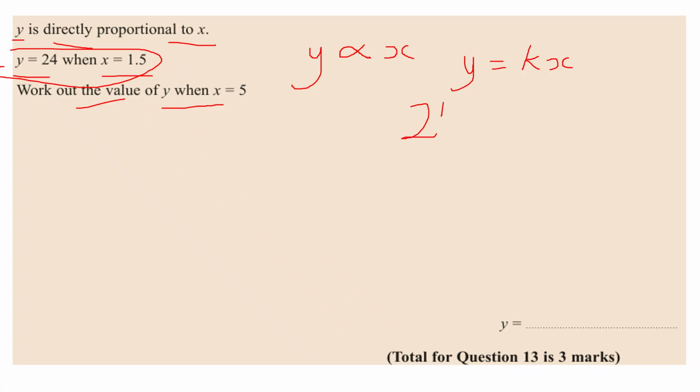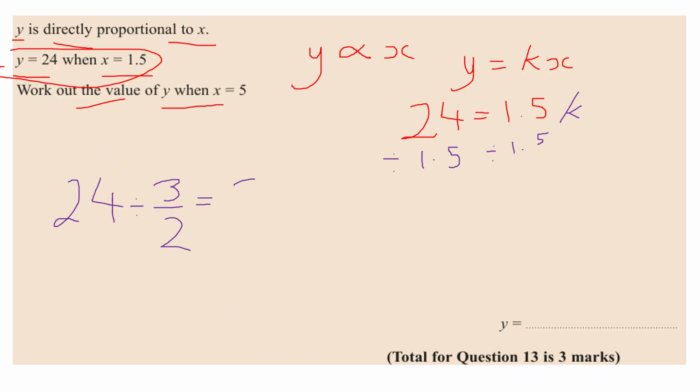So Y is 24 when X is 1.5, so we have 24 equals 1.5K. I'm getting my words mixed up here, I apologise. I'm going to divide both sides of my equation by 1.5. Now again, there are many different ways to tackle this problem. 1.5 as a fraction is 3 over 2. So if I do 24 divided by 3 halves, it's the same as multiplying by the reciprocal, so we're going to do 24 multiplied by 2 over 3.